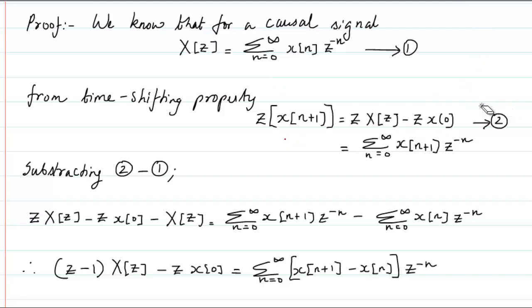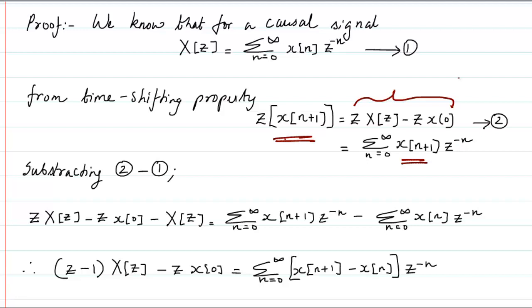Now this equation I am going to write as equation number 2, and this equation is equation number 1. Here you will see that this is the equation according to the property, whereas what is the original equation of z transform of this function? All I have to do is, instead of x of n, I will substitute x of n plus 1, z raised to power minus n.